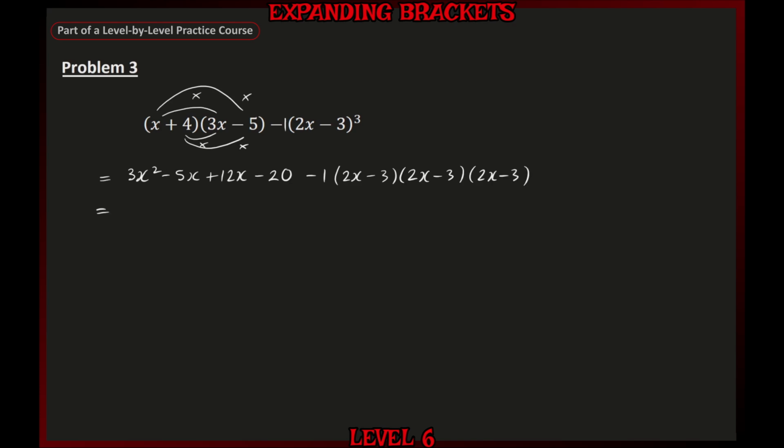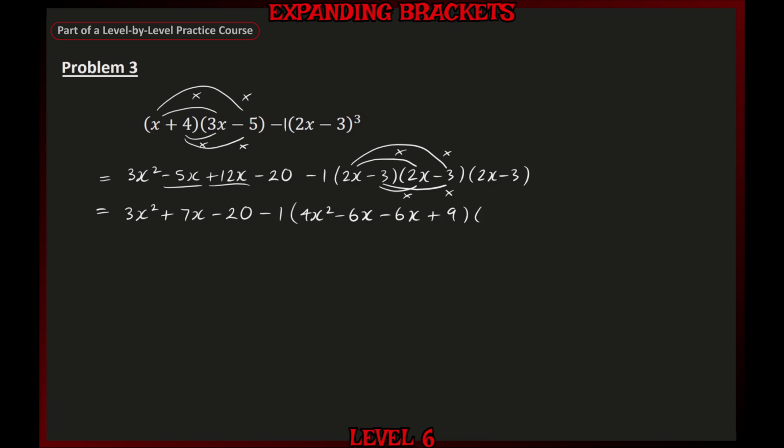First, we can simplify the expression at the start. So we have 3x squared, the minus 5x and the plus 12x combine to make plus 7x. We have a minus 20. And now we have minus 1 times, and we can expand the first two of those three brackets. So 2x times 2x is 4x squared. 2x multiplied by minus 3 is minus 6x. Minus 3 multiplied by 2x is minus 6x. And minus 3 multiplied by minus 3 is positive 9. And that's being multiplied by 2x minus 3.